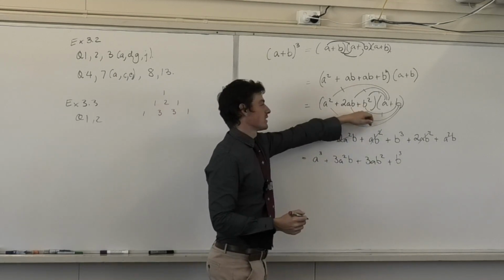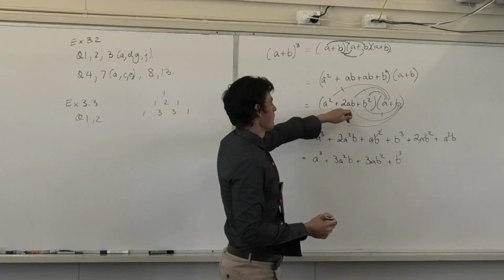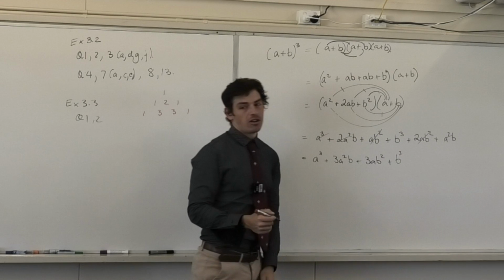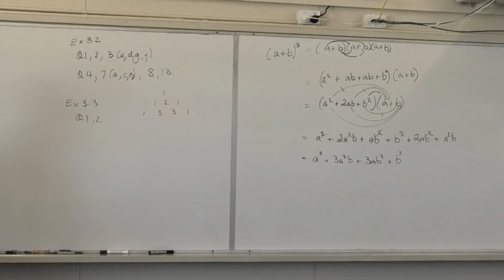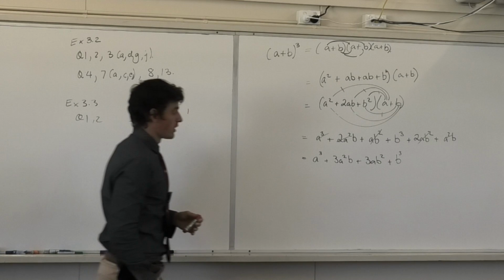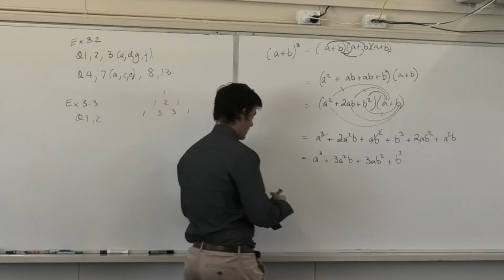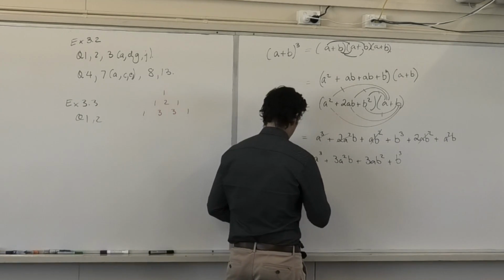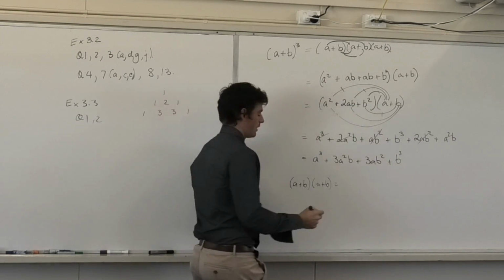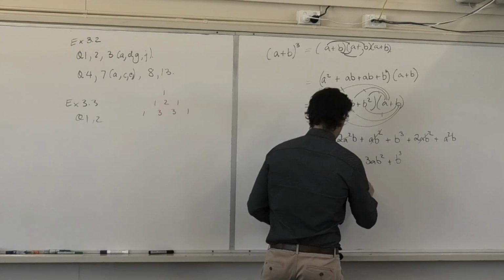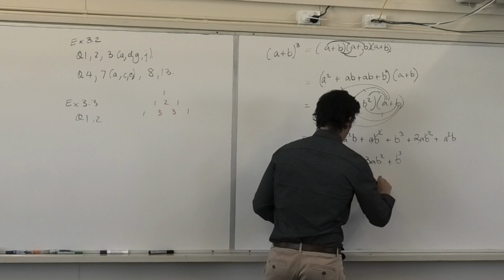Alright, what's happened there? a squared plus 2ab plus b squared. How do I get that? You expanded the first two. I expanded my first two brackets, so I expanded my quadratic, because that would be (a plus b) squared. What does that equal? a squared plus 2ab plus b squared.